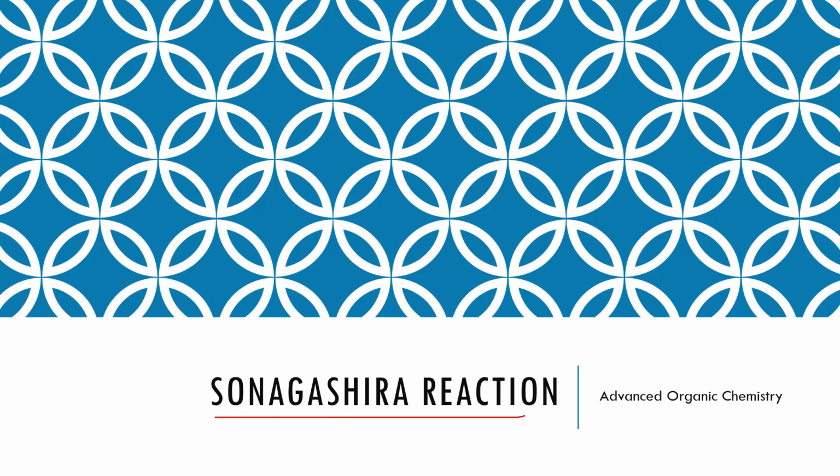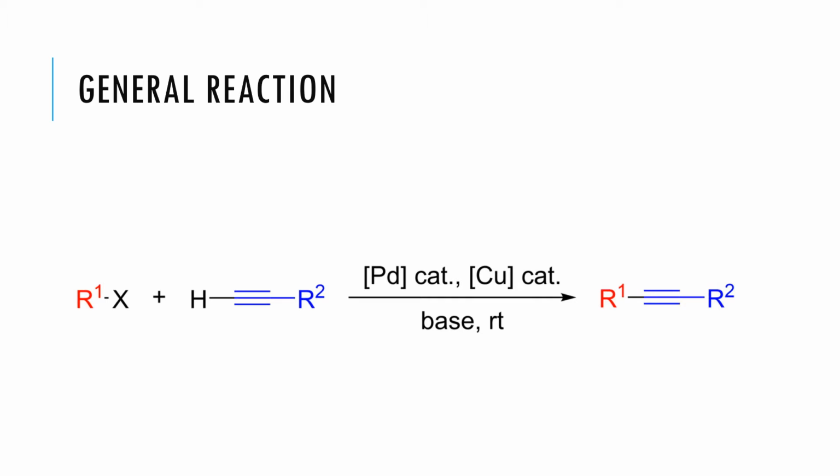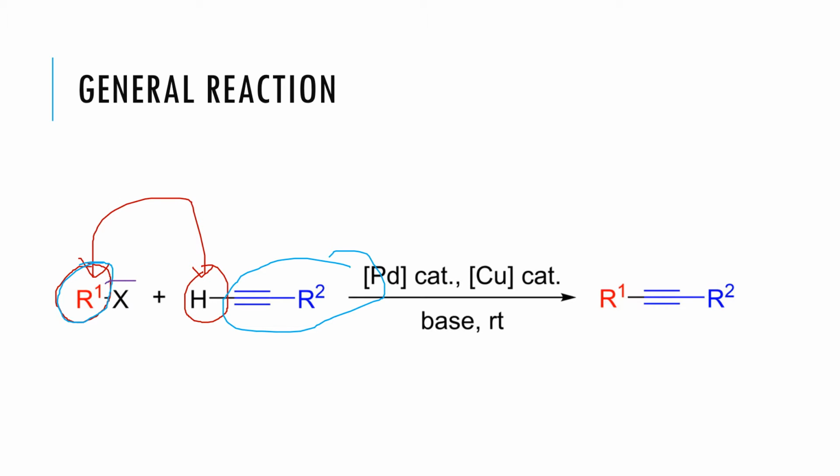The Sonogashira reaction, advanced organic chemistry. In this reaction, you will be replacing the hydrogen on the alkyne with that R group. These swap. So it's a coupling reaction between that alkyne and this R group. Obviously you need a good leaving group in terms of the halide. So it could be chlorine, bromine, iodine, etc.